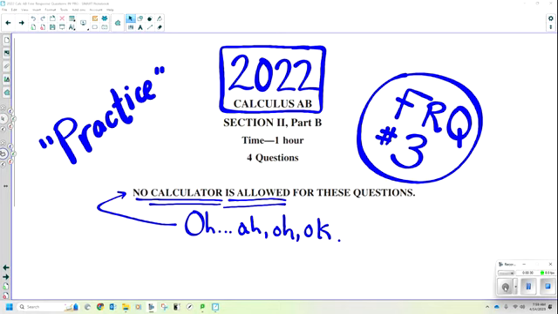Math, mathematics, nay, calculus. And speaking of calculus, we are going to do free response question number 3 from a set of 2022 AP Calculus AB short answer problems. Okay, we do not get a calculator. But you know what? When we don't get a calculator, the math tends to be a little bit easier to do. Let's start.